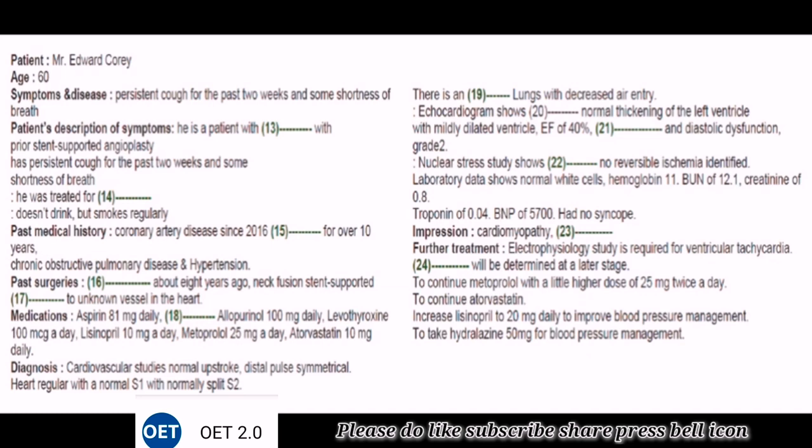No wheezes. Echocardiogram shows mild biatrial enlargement, normal thickening of the left ventricle with mildly dilated ventricle, EF of 40%, mild mitral regurgitation, and diastolic dysfunction grade 2. Nuclear stress study shows fixed inferolateral defects, no reversible ischemia identified. Laboratory data shows normal white cells, hemoglobin 11, BUN of 12.1, creatinine of 0.8, troponin of 0.04, BNP of 5700.